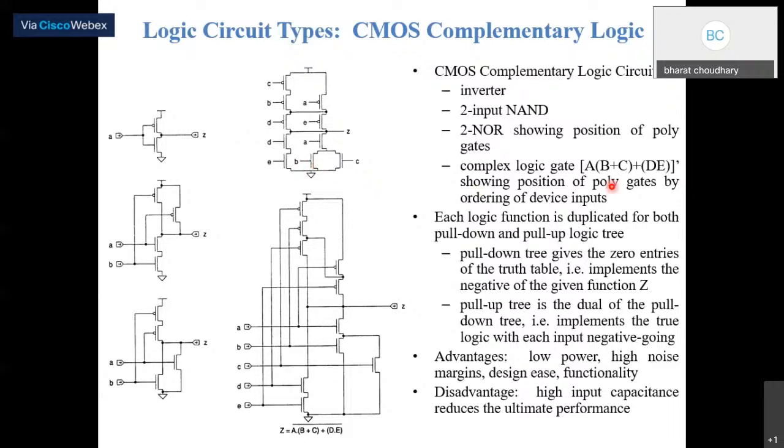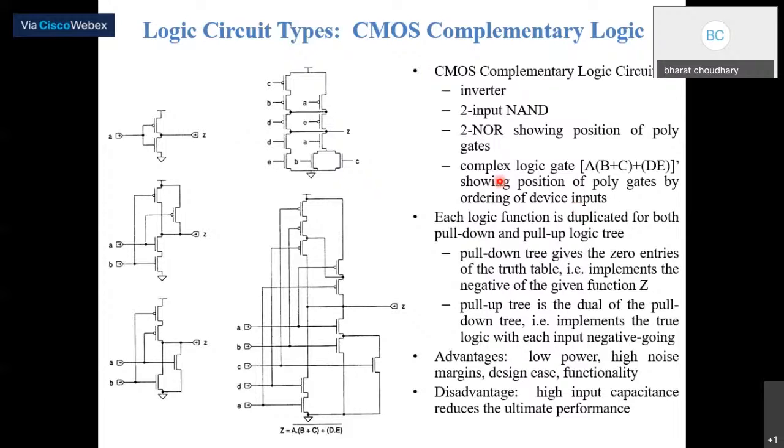Showing the position of poly gates by ordering of device inputs, each logic function is depicted for both the pull down and pull up logic tree. The pull down tree gives the zero entries of the truth table, meaning it implements the negative of the given function. As we have already discussed, the advantages of this type of CMOS logic are low power, high noise margin, easy design, and simple functionality.